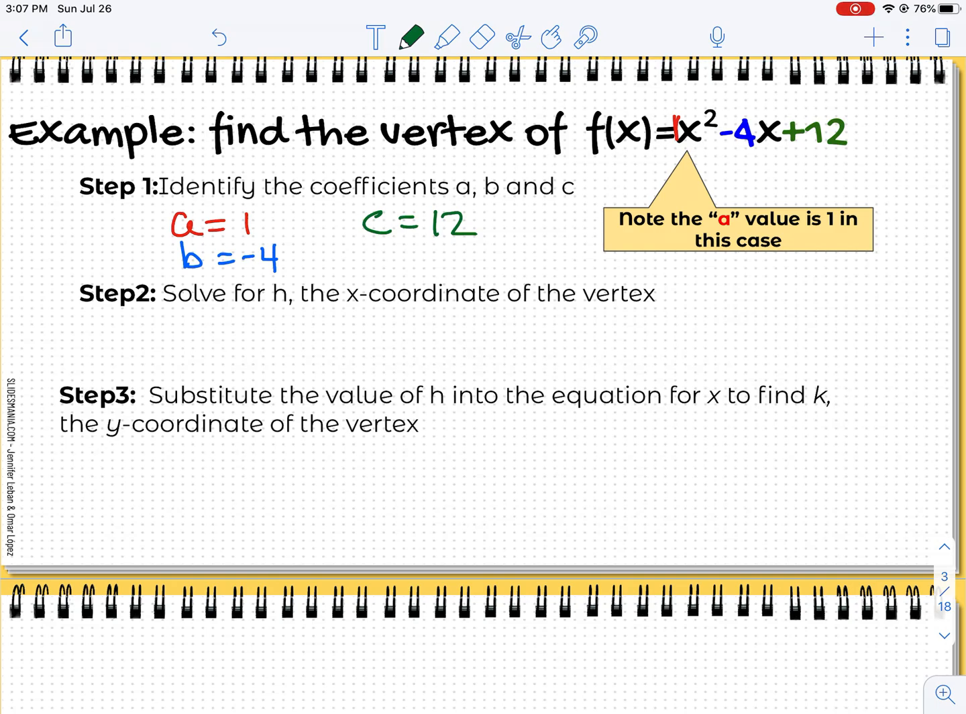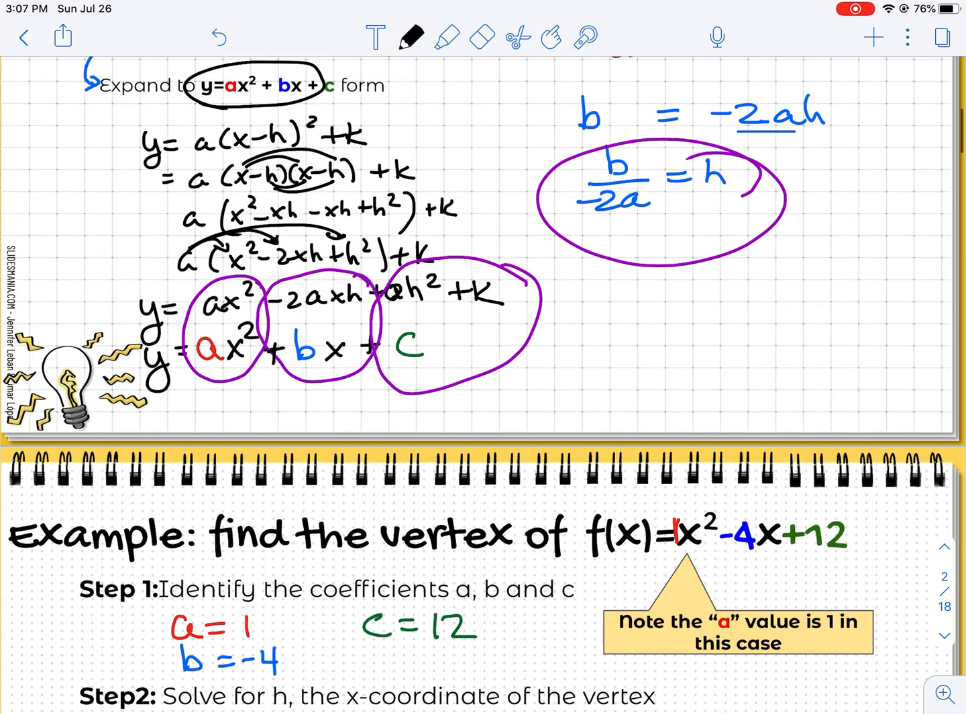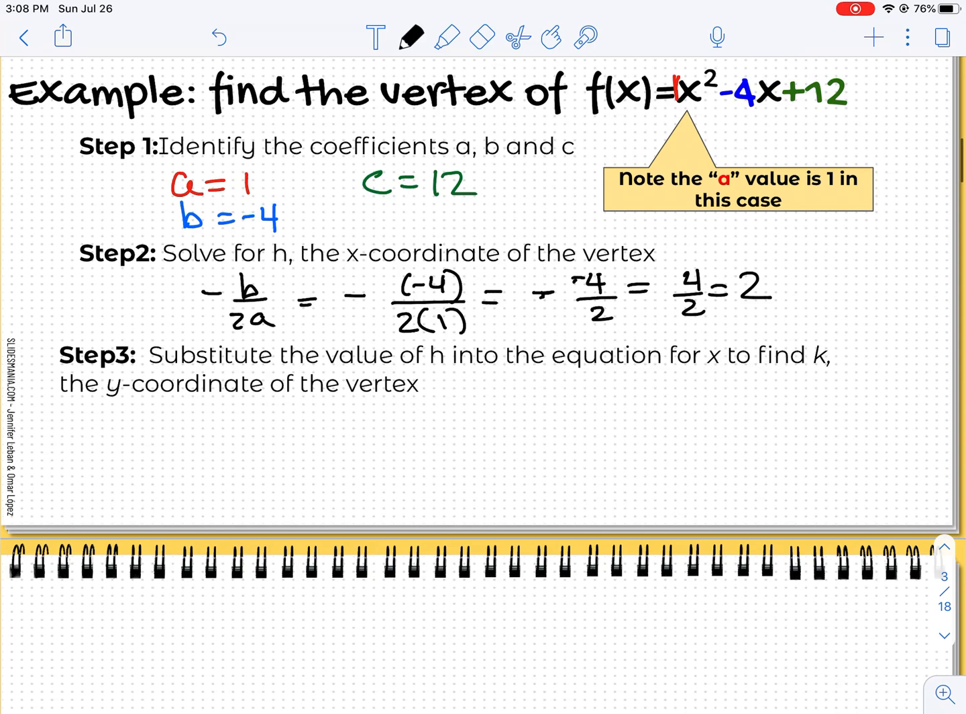So we're going to solve this for the x coordinate of our vertex. Based on what we did here, that will be negative b over 2a. In this case, my b is negative 4, so negative negative 4 over 2, which makes 4 over 2, because two negatives become a positive. So that's 2. Now you're going to take that answer and substitute it back into your original function to get the y value.